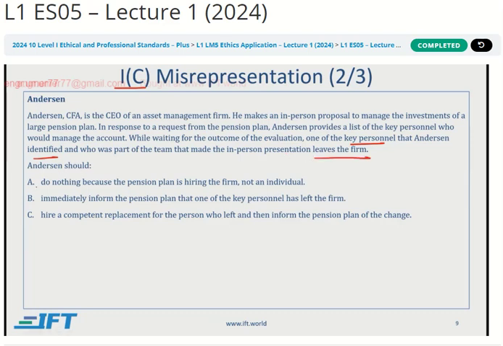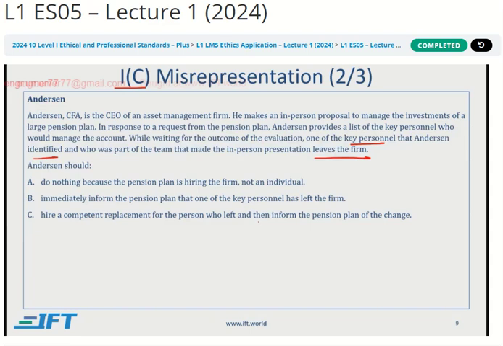Anderson should A, do nothing because the pension plan is hiring the firm, not an individual. B, immediately inform the pension plan that one of the key personnel has left the firm. C, hire a competent replacement for the person who left, and then inform the pension plan of the change.